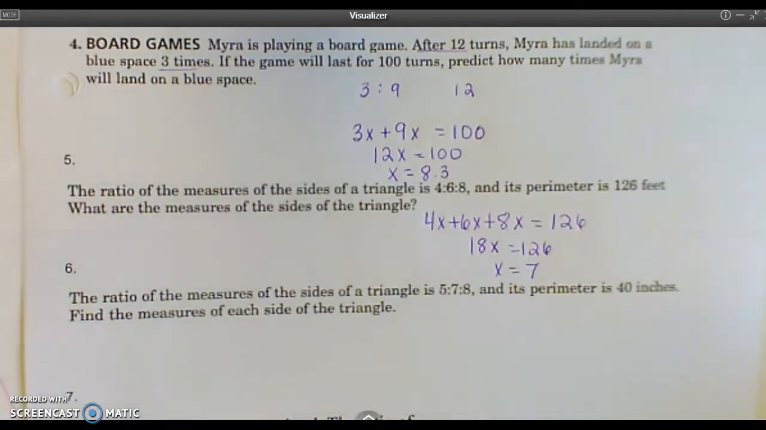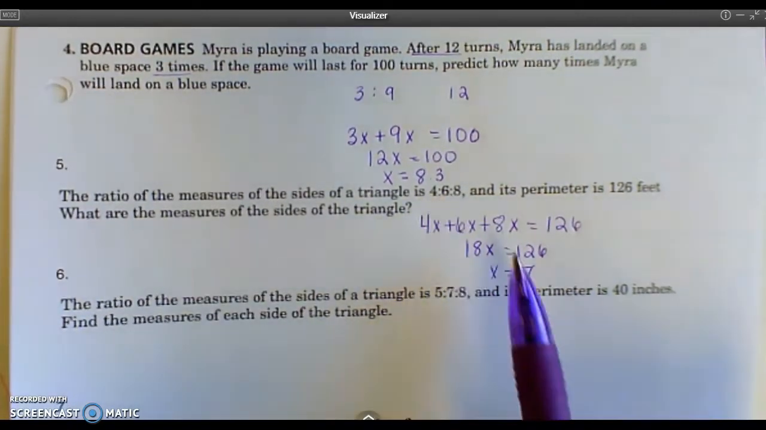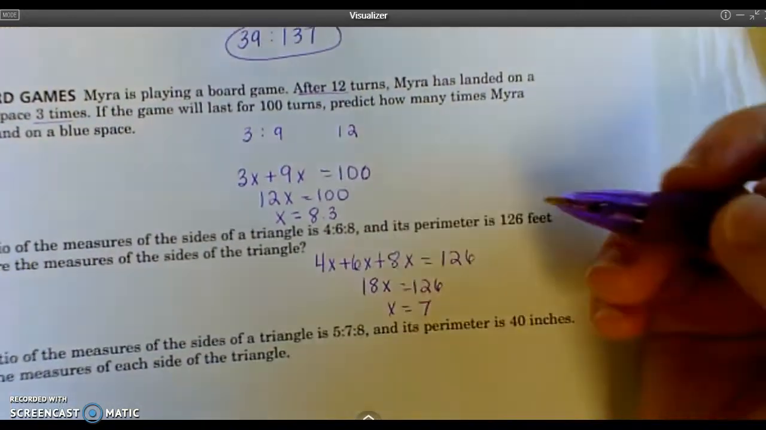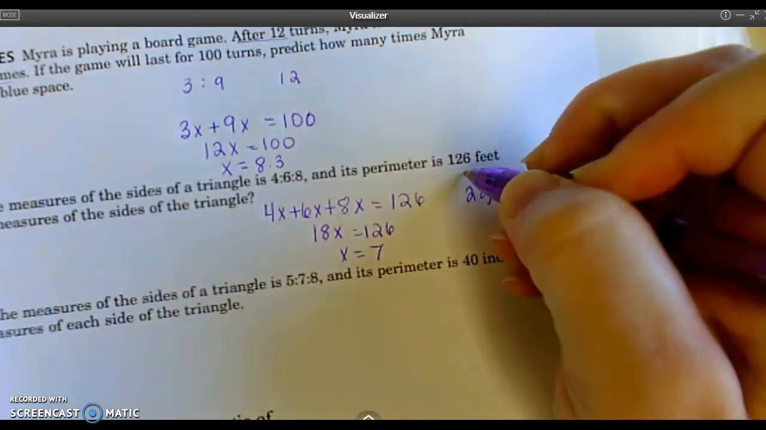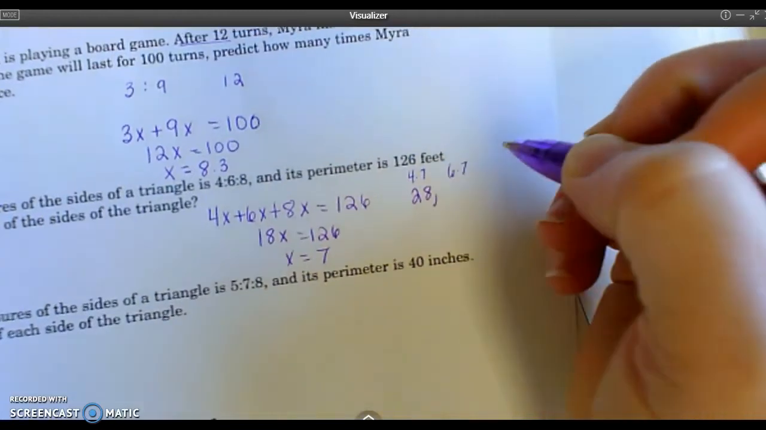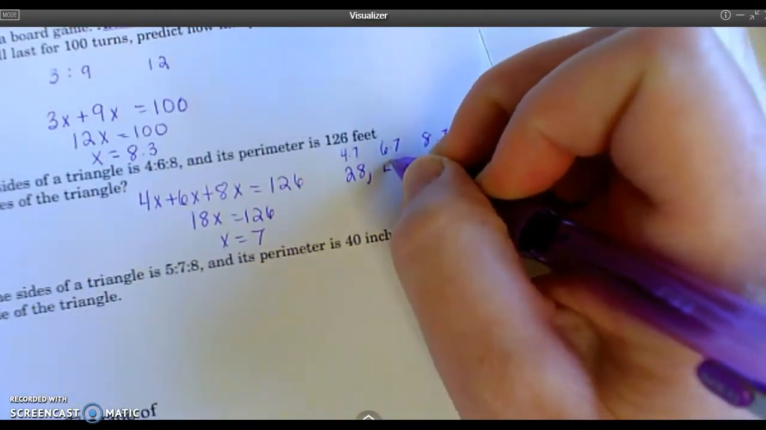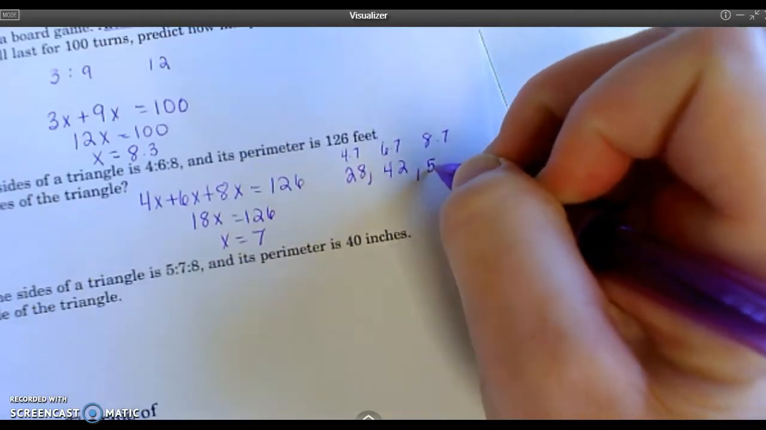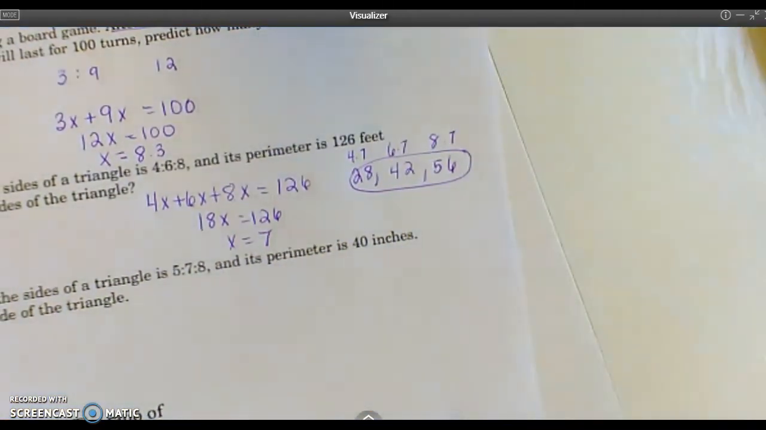Now we got x is 7, but that does not tell us the measures of the sides. What it does is it tells me that each side is multiplied by 7. So the first side is going to be 4 times 7, which is 28. The second side will be 6 times 7, and the third side will be 8 times 7. So that will be 42, and then that will be 56. And so this is our final answer here because it asks for the length of the sides.